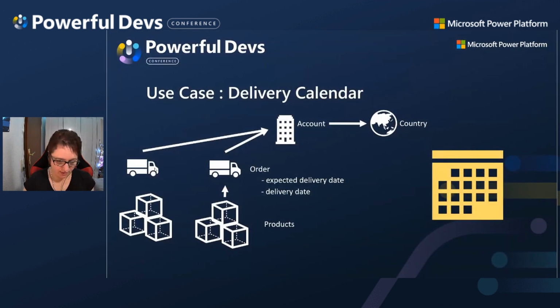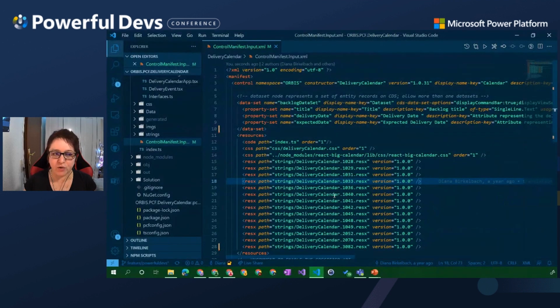Okay, just a few words about how I've made this PCF. Really, really short. So about the manifest, that's the first point to have a look when you look at a PCF. We have a data set, and I've set free some display command bar and some other properties. I have the 3 property sets that I've defined for my PCF.